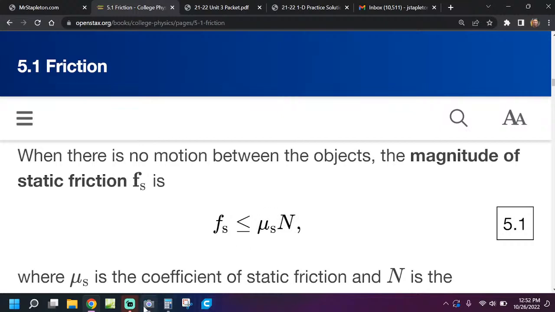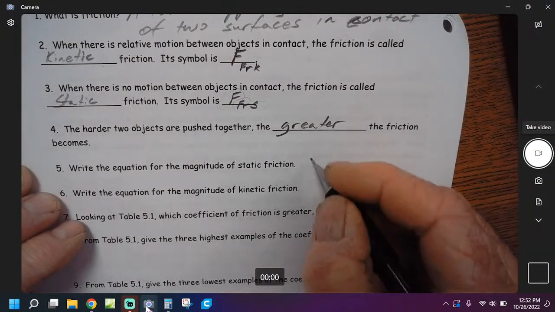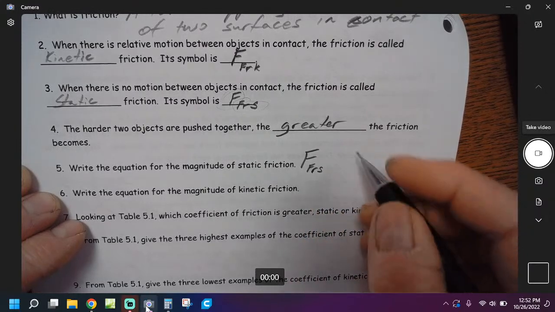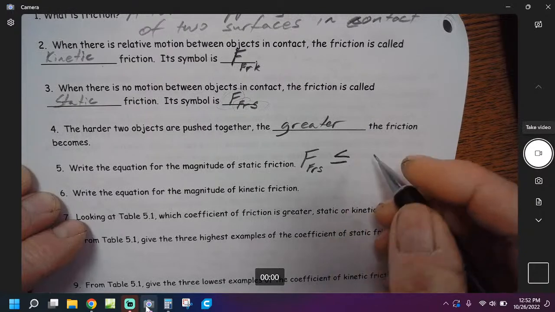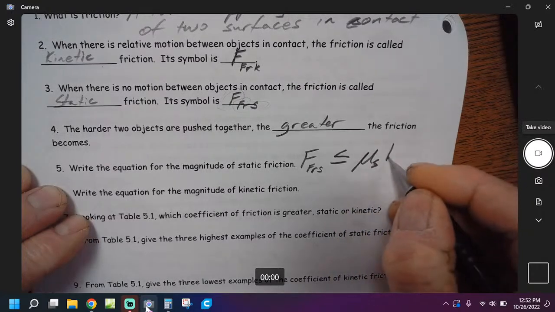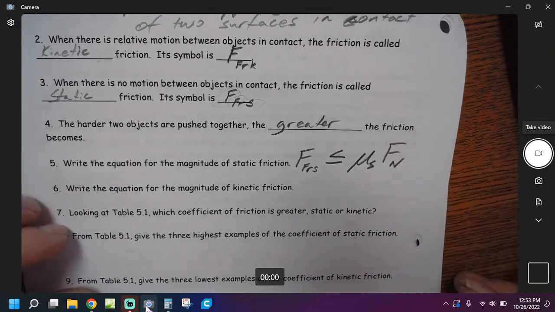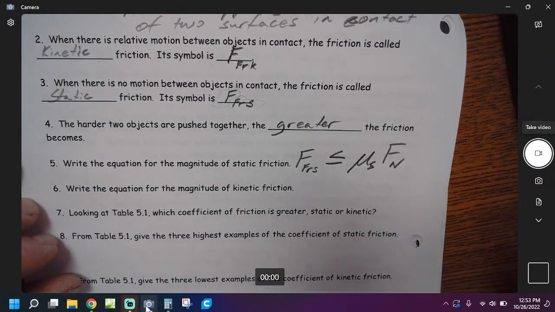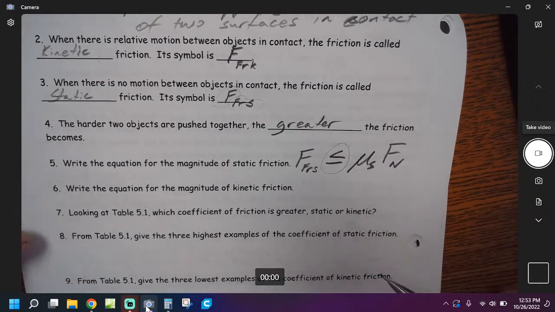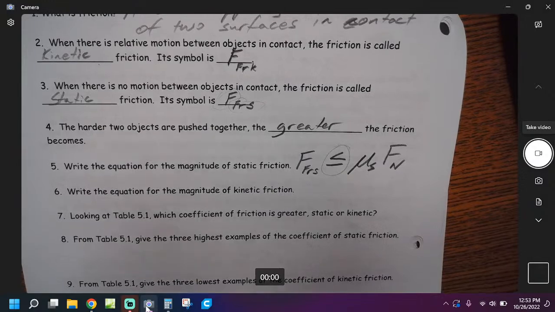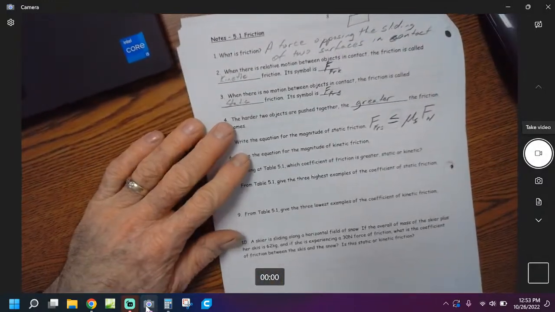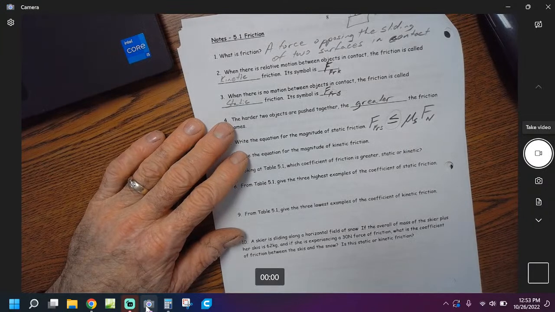But this is the peculiar part. So I'm going to write the force of friction static is less than or equal to mu s times the normal force. And what I want to know is why the less than or equal to? Maybe the most interesting thing we'll discuss. Why is it not just equal to?